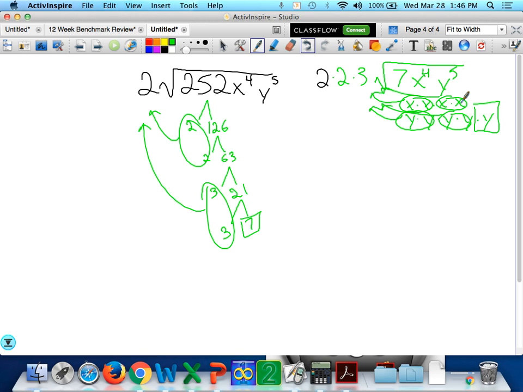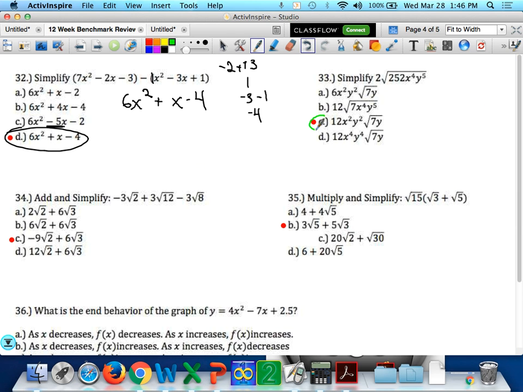Now we've got to clean all this up. 2 times 2 is 4, times 3 is 12. A pair of x's comes out as a single x. Another pair of x's comes out as a single x. 2 single x's is x squared. Okay? Y's come out in pairs as well, to be a y squared. What we left behind is the 7 and the y. That gives us our final answer of C.